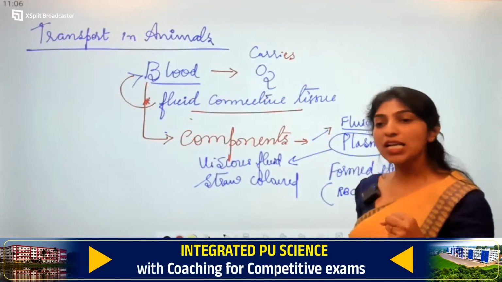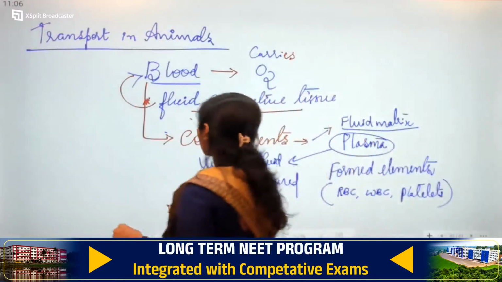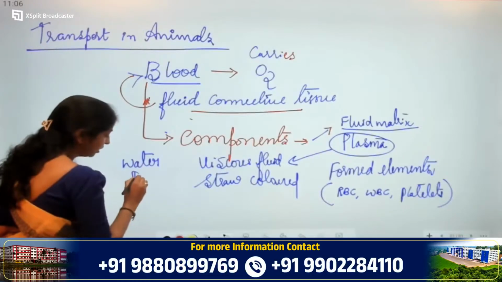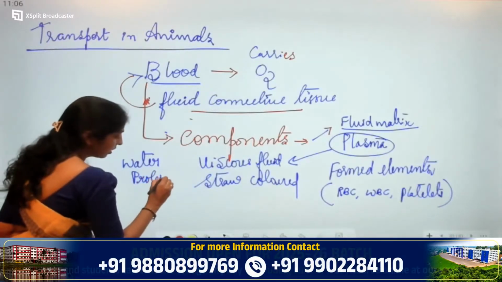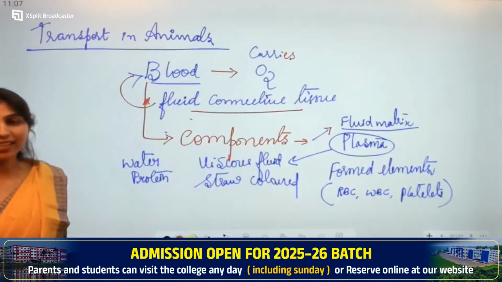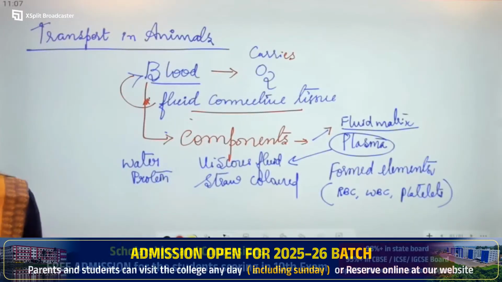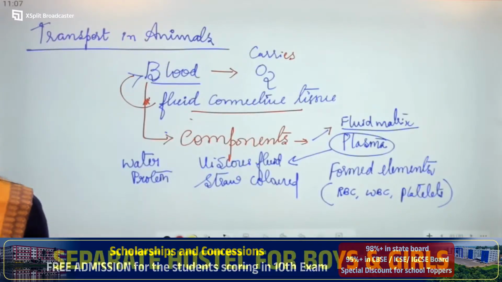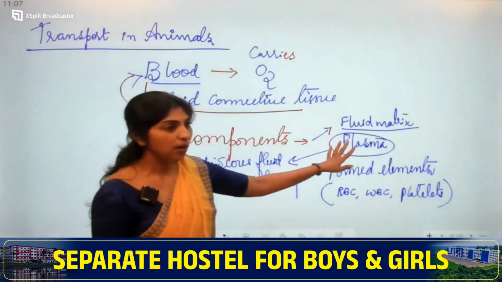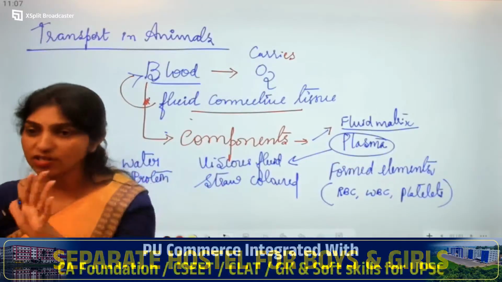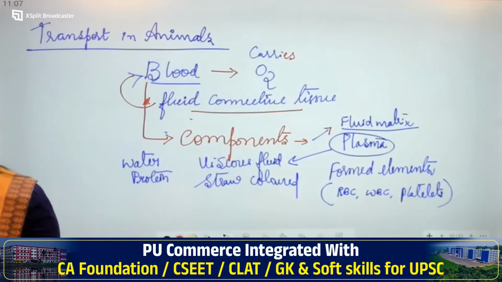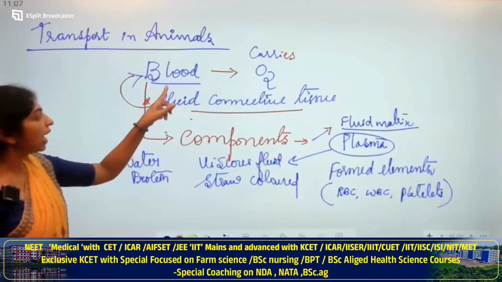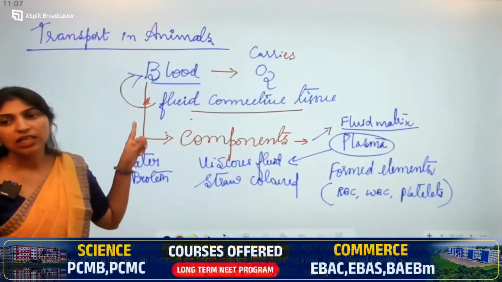Now, what does this plasma consist of? Plasma consists of water, protein, and organic and inorganic components. Along with the water and protein, it also has organic and inorganic components. This is about the plasma. Here we have not studied how exactly the transport takes place. Here we have just studied that the medium of transport is blood, and what type of tissue blood is.